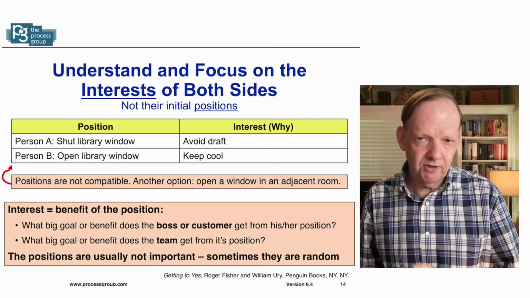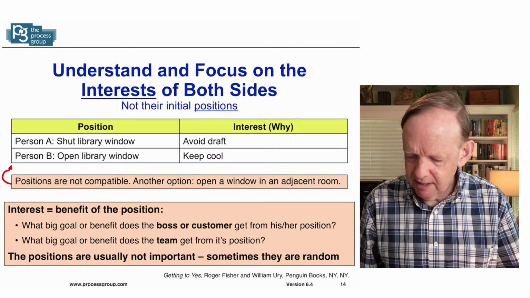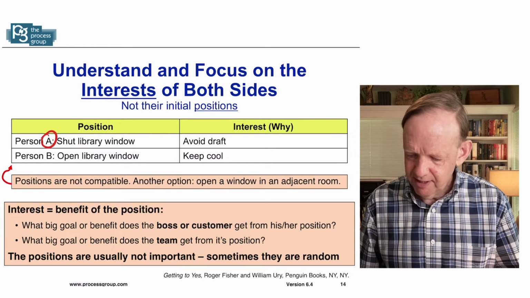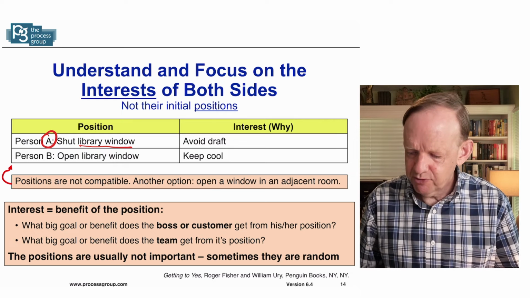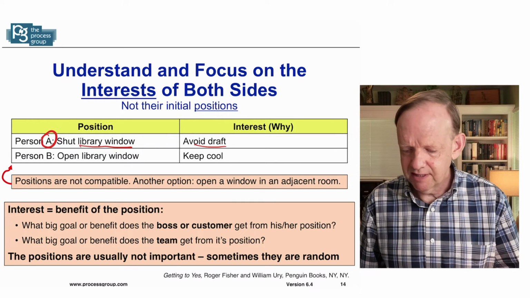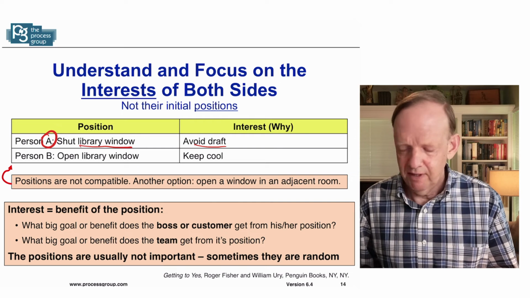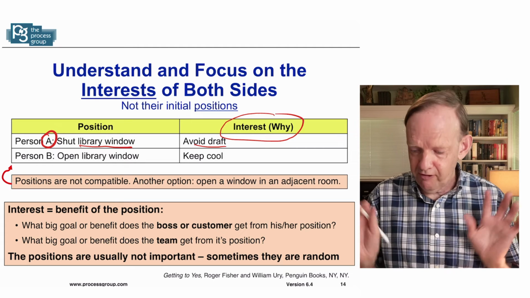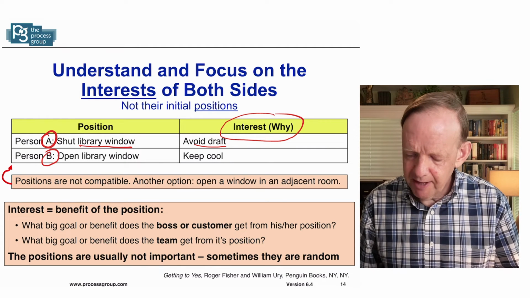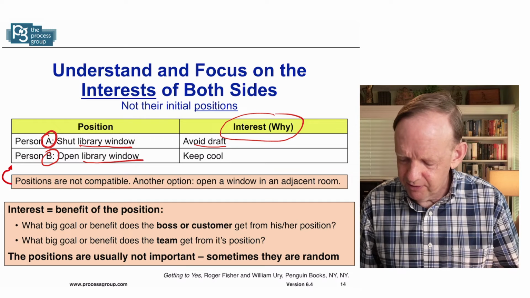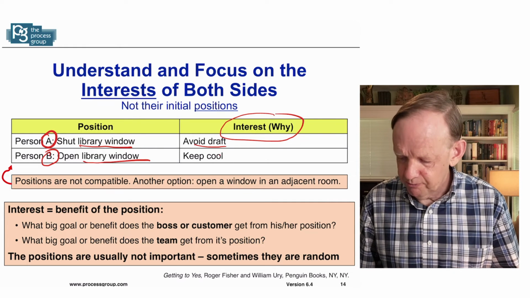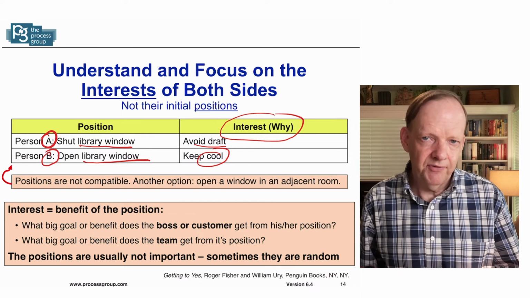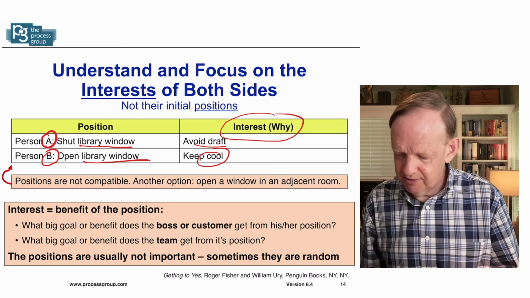So let's discuss this negotiation principle. Basically, here's an analogy. Person A, what they want to do in a library is have the window shut because they want to avoid the draft. The window shut is not the care about. The care about is the benefit they get from it. Avoid draft. Their papers are being blown around. Person B, their position is to have the window open because they want to keep themselves kind of cool. And so they don't really care about the window per se. They care about the benefit of the window being, in this case, open.